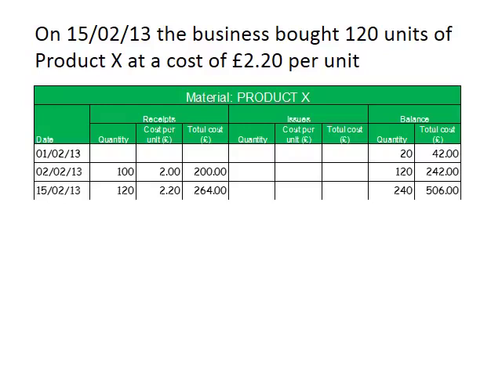We don't need to complete anything in the issues columns, but we do need to update our balance columns. So we had 120 units before this transaction, we've purchased a further 120 units, so we now have 240 units on hand. In terms of the cost, well, prior to this transaction, our inventory cost us £242. We've purchased stock costing an additional £264, so overall our stock carries a cost of £506.